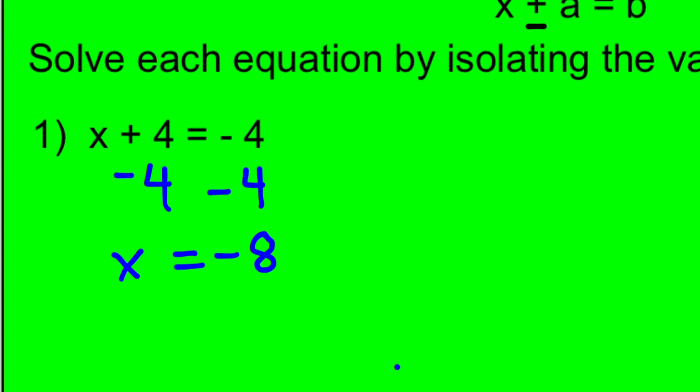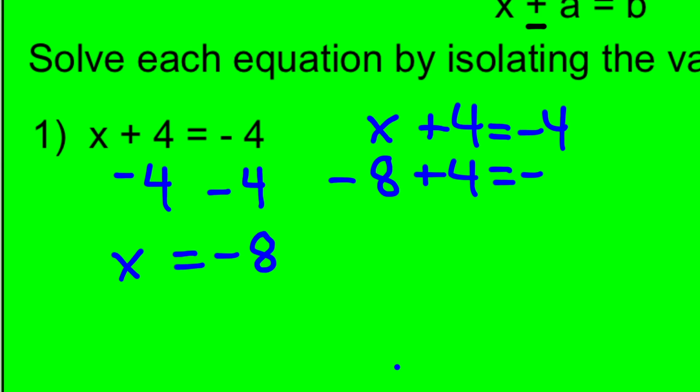To do a check, I take the original equation, and I substitute in the negative 8 for X. And I ask myself if what I've just written down is true. Is negative 8 plus 4 equal to negative 4? It absolutely is. And if you get the same number on both sides of the equal sign, the equality is preserved, the equation is correct.